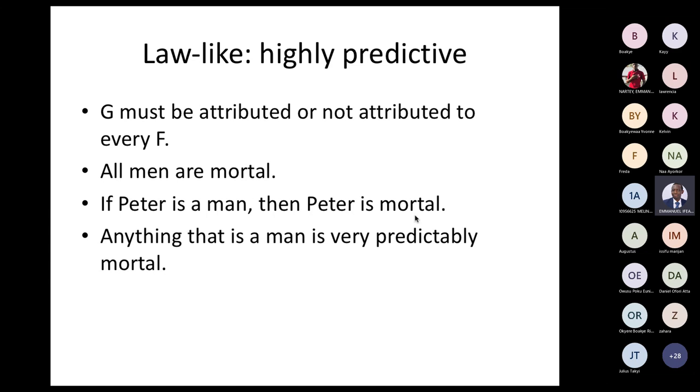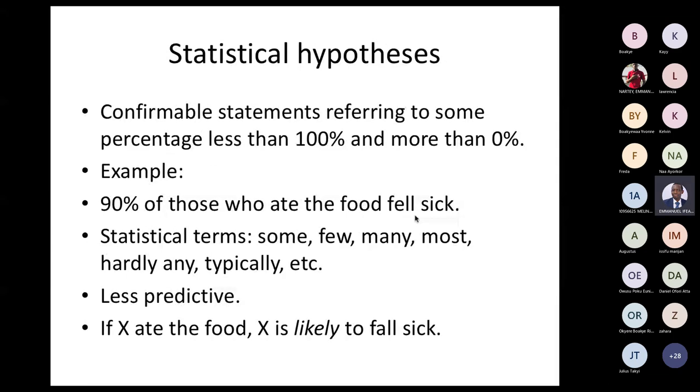All men are mortal. If Peter is a man, then Peter is mortal. It's simple. When you use the terminology all, that's what it implies. Now, anything that's a man is very predictably mortal. So that's why we say that law-like is a highly predictive category of terms to use. Then we go to statistical hypothesis.